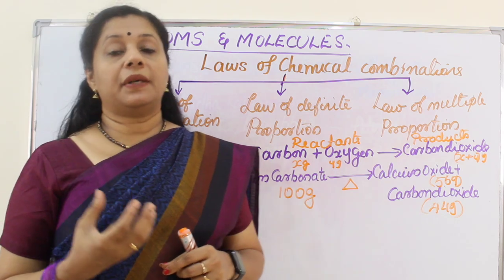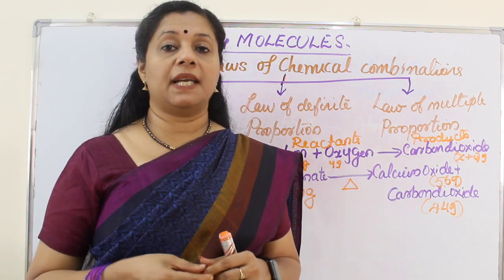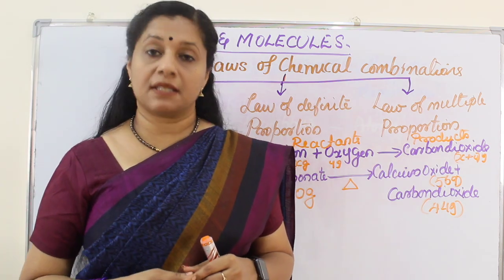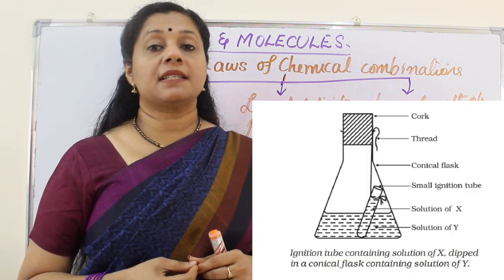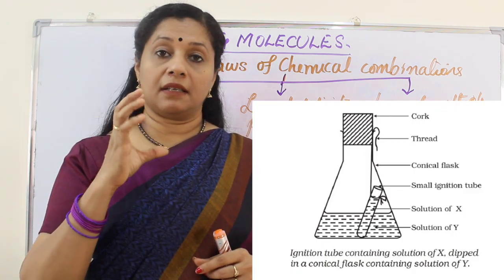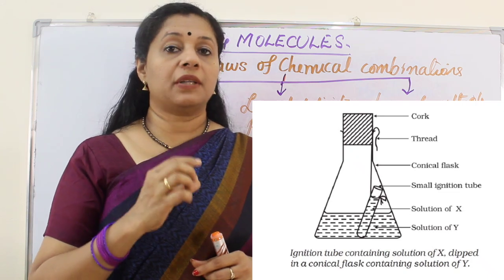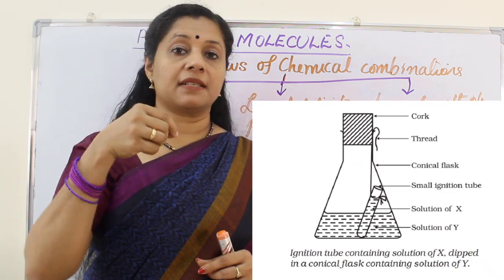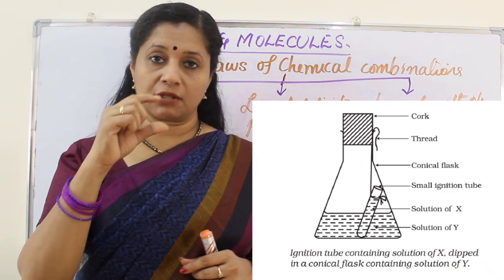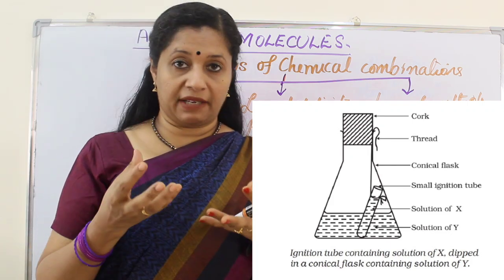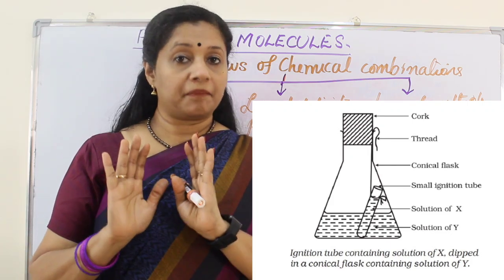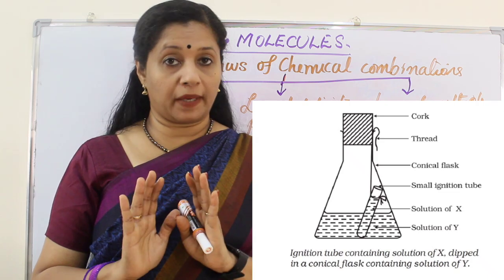In this, if you take the second combination, that is barium chloride and sodium sulfate, you can see the activity here. You are taking a conical flask. Into that conical flask, you have to insert a small ignition tube, meaning a small test tube. Both these apparatus you have to weigh first, and note down their weight.